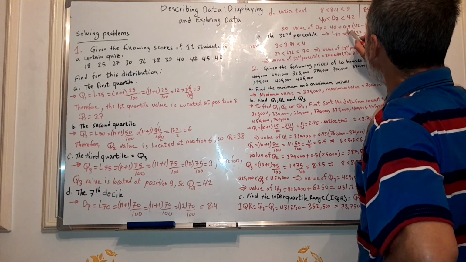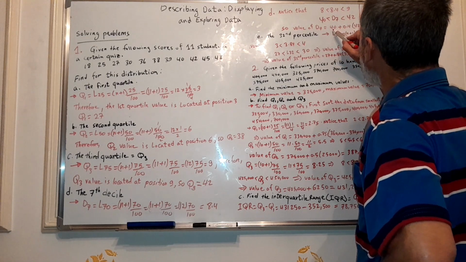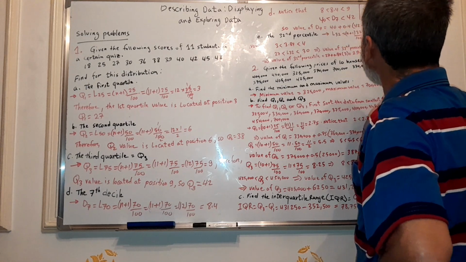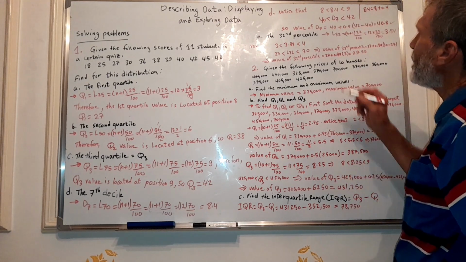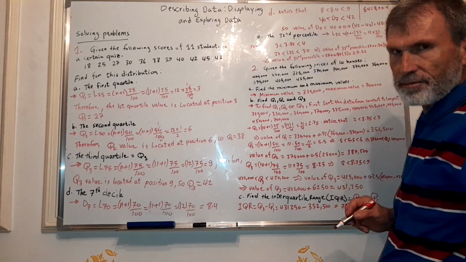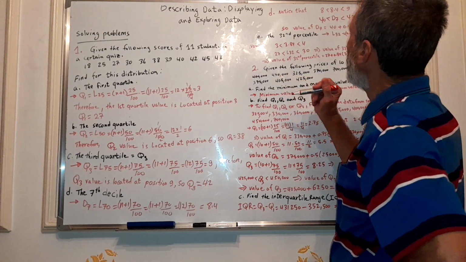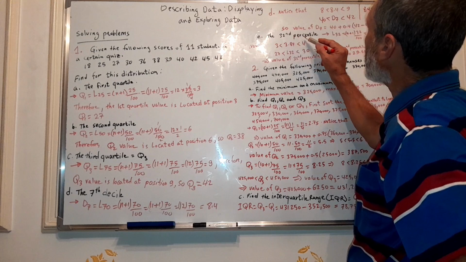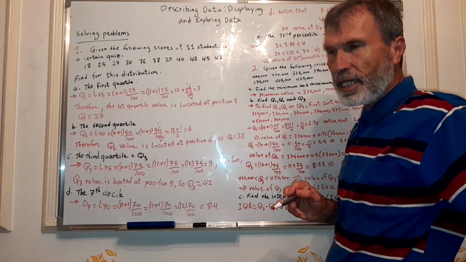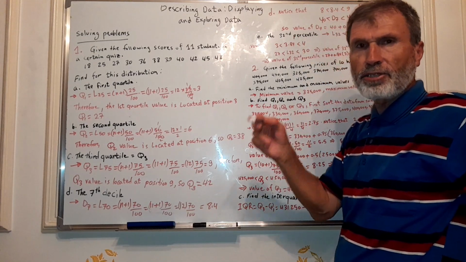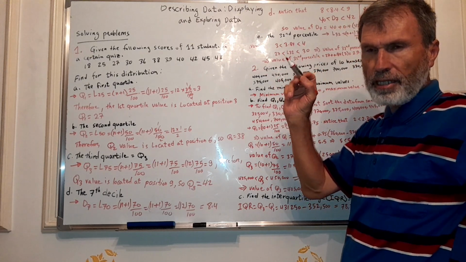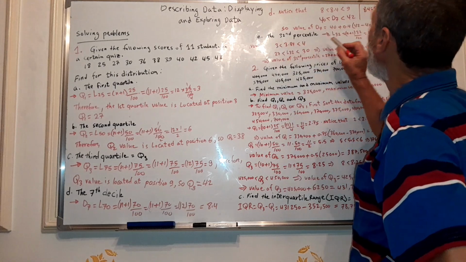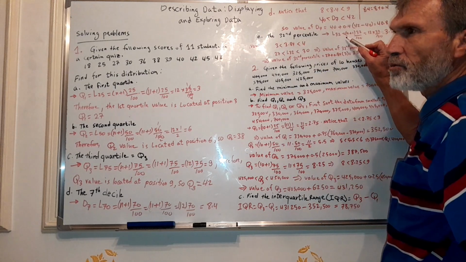2 times 0.4 is 0.8. Plus 40, you get 40.8. So 40.8 is the value of D7. Now, the 32nd percentile. The 32nd percentile is L32. The location of it, we just write L32. So L32 is going to be equal to what?